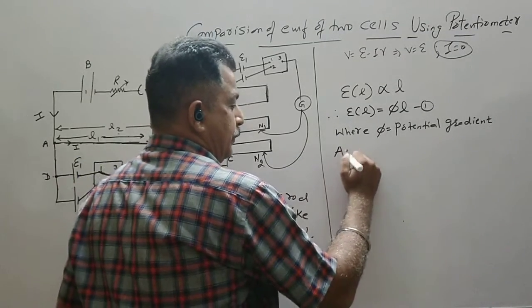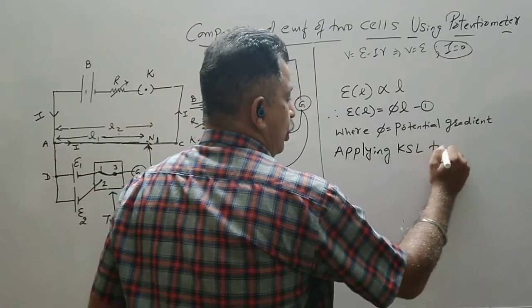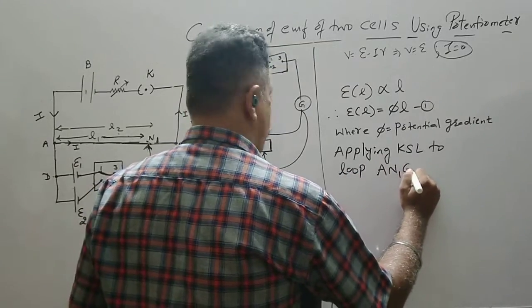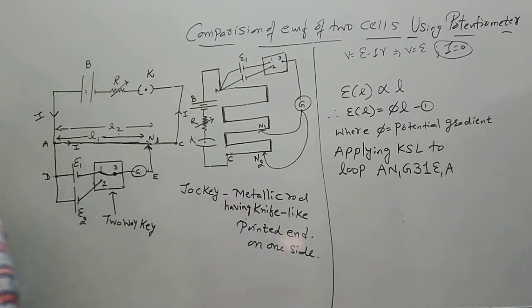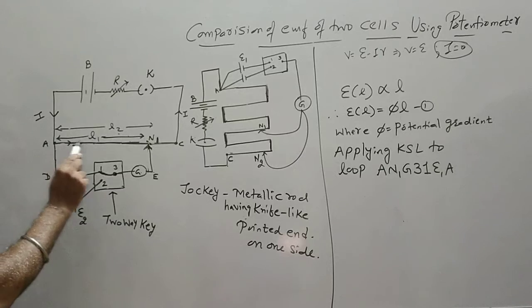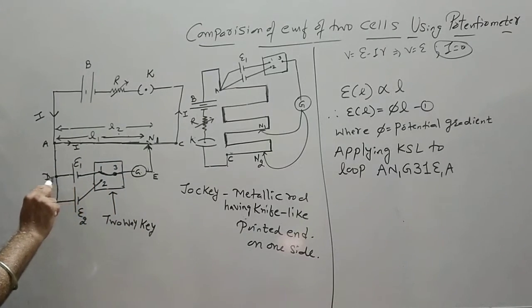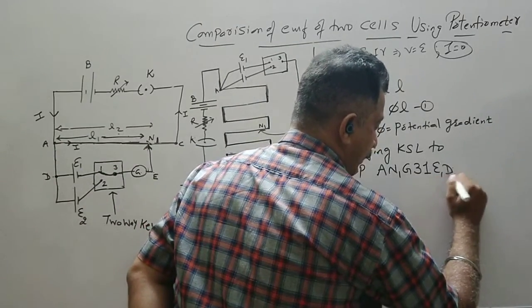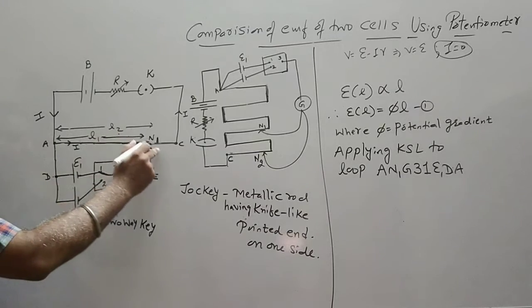So we apply Kirchhoff's second law to loop A, N1, G, 3, 1, E1 and A. So we move in this loop: A, N1, G, 3, 1, E1, D and then A. So this is the loop we have to apply Kirchhoff's second law to.